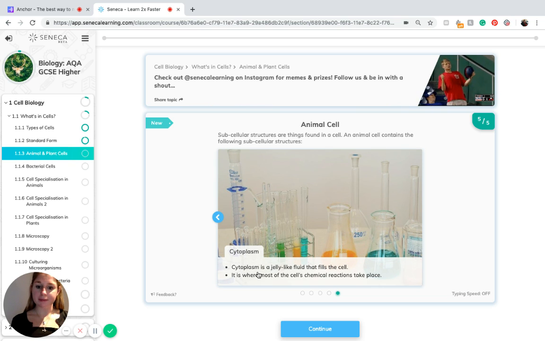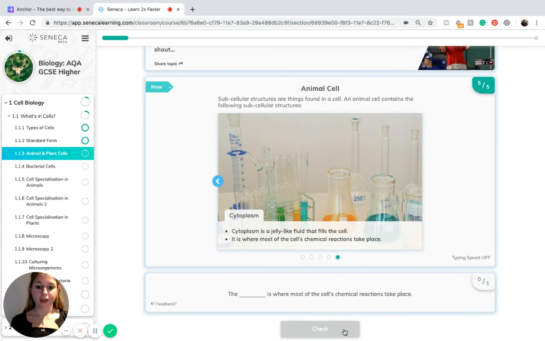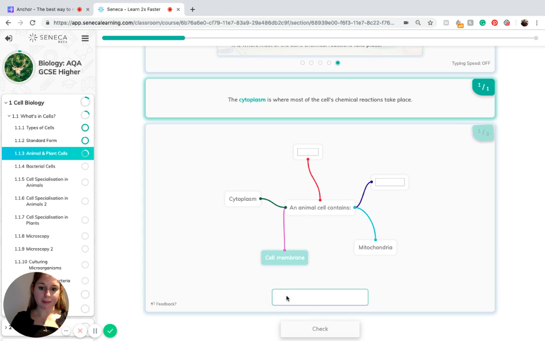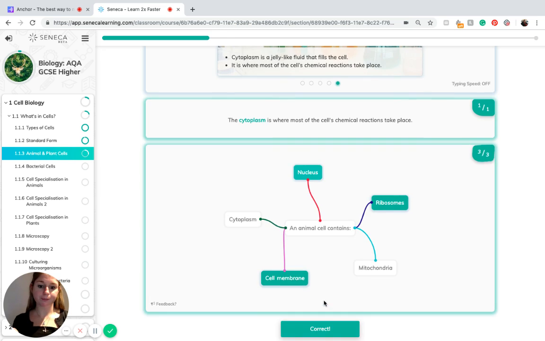The cytoplasm is a jelly-like fluid that fills the cell. It is where most of the cell's chemical reactions take place. So the subcellular structures which an animal cell contains include a cytoplasm, a cell membrane, the mitochondria, ribosomes, and the nucleus.